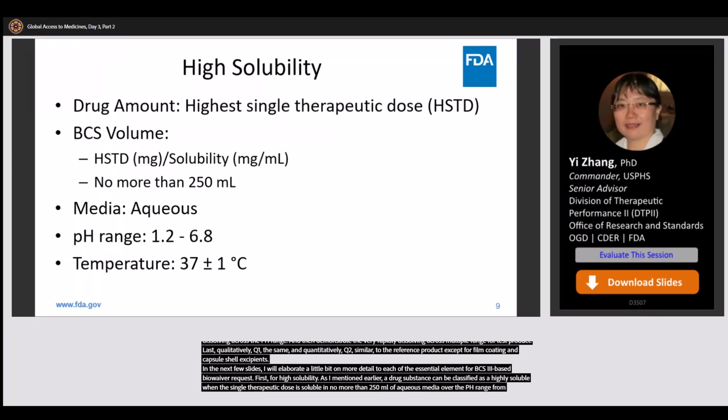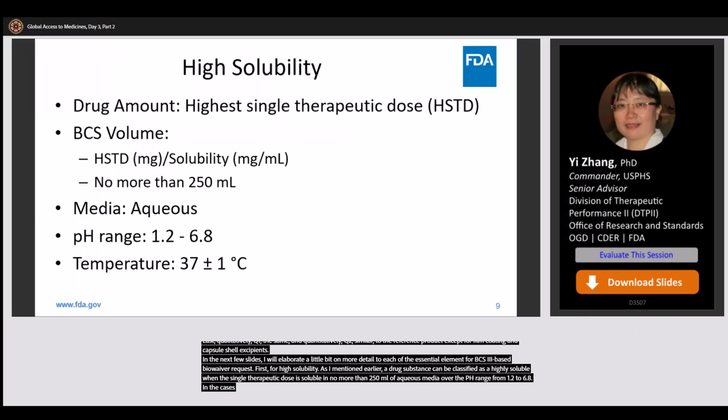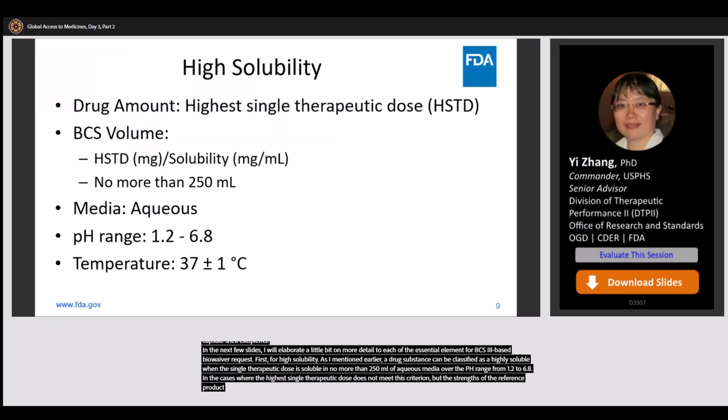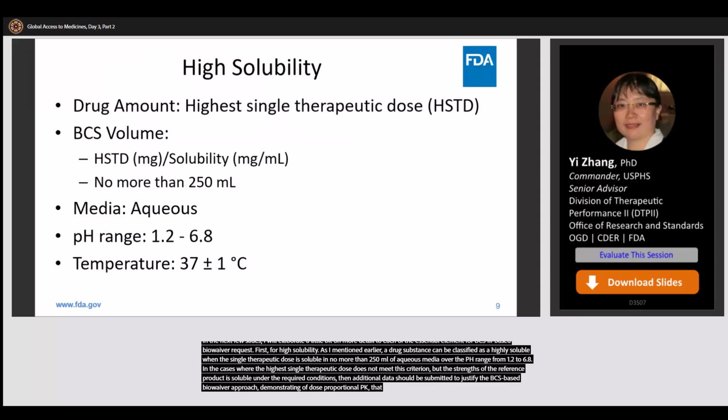In cases where the highest single therapeutic dose does not meet this criterion, but the highest strength of the reference product is soluble under the required conditions, then additional data should be submitted to justify the BCS-based Biowaiver approach, demonstrating dose-proportional PK, that is, rate and extent indexed by the AUC and Cmax over a dose range that includes the highest single therapeutic dose.